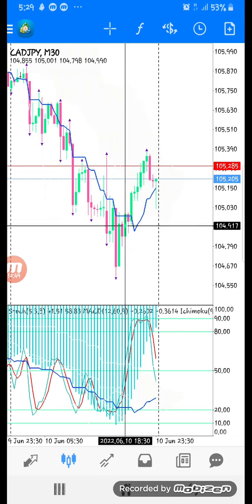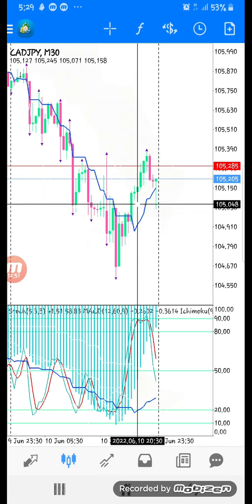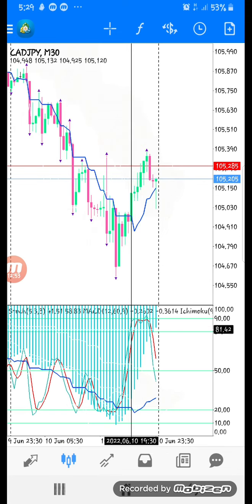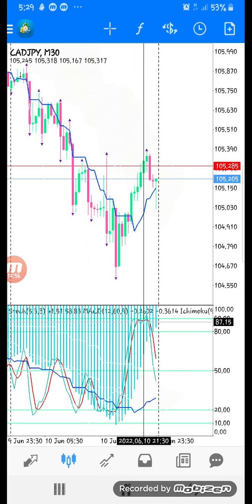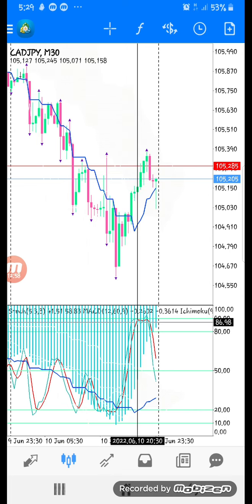When you place your stop loss below it here now, and then you allow the market to run, at this point, this is where you enter your trade.